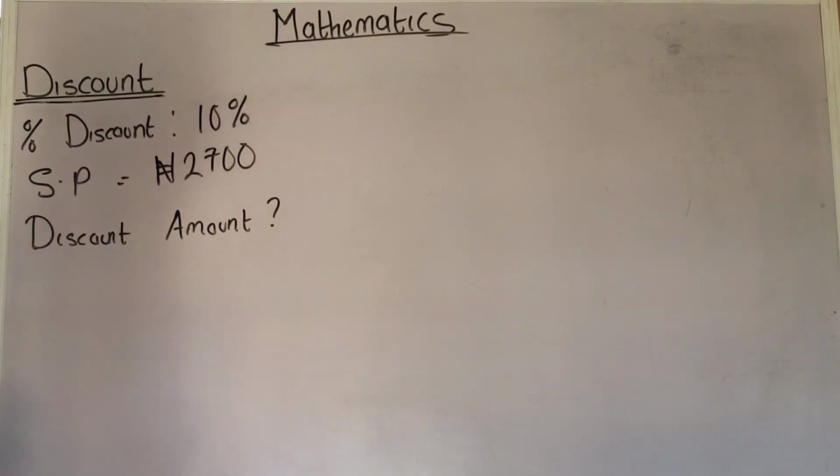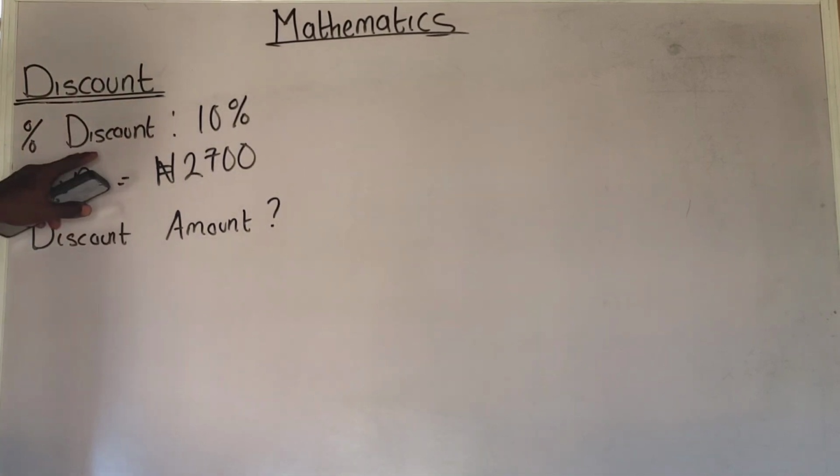The question says that the seller gave a 10% discount. That means that the percentage of the selling price will now be what? 90%. You understand? Please pay attention. It's very, very simple. All you have to do is just to listen. Ability to interpret the question matters.